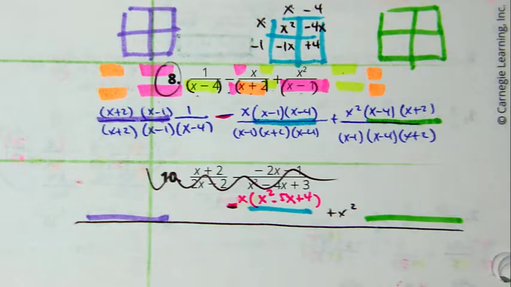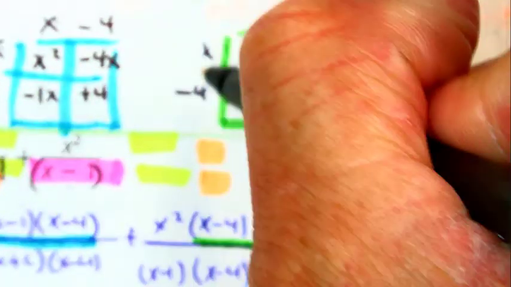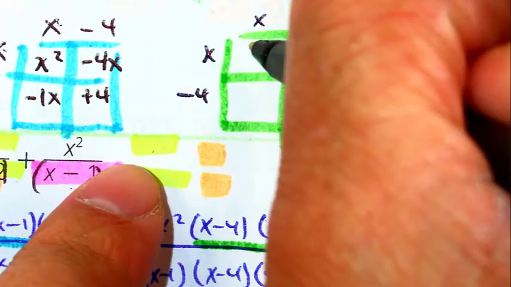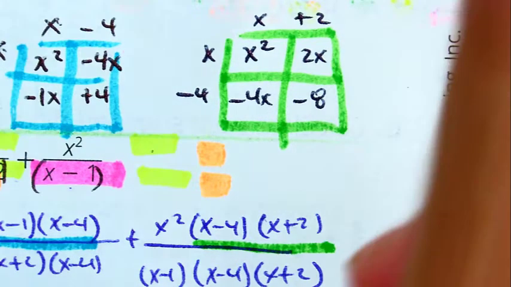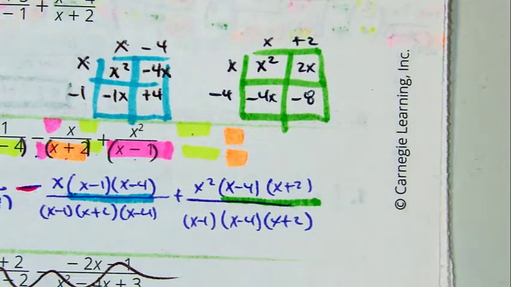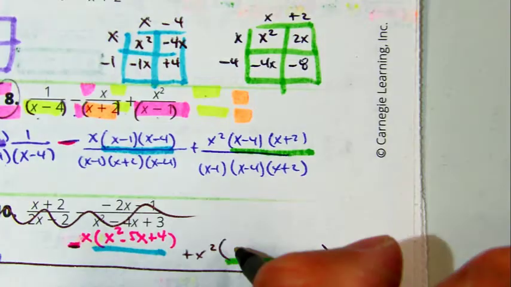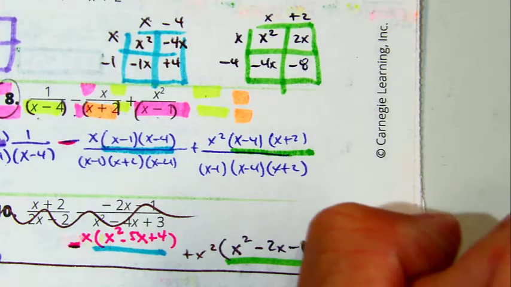Leslie, purple or green? Green? What did you write on the outside? x minus 4. Yes. Les, it doesn't matter what I put on the side or the top here. Could I have switched it? Yeah. Leslie, go ahead and multiply. x times x is x squared. 2x. Good. Negative 4x. Good. Negative 8. Good. Okay, now you need to combine like terms inside the green box. What can we combine? Negative 2x. Good. Negative 8. Good. Raise your hand if you got that so far.